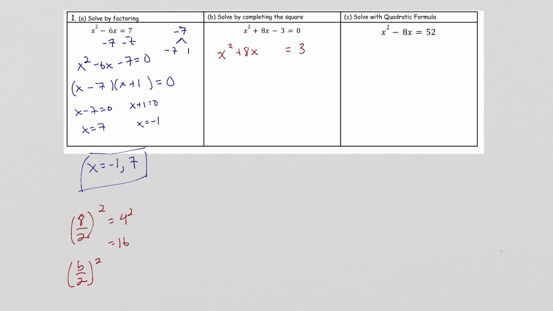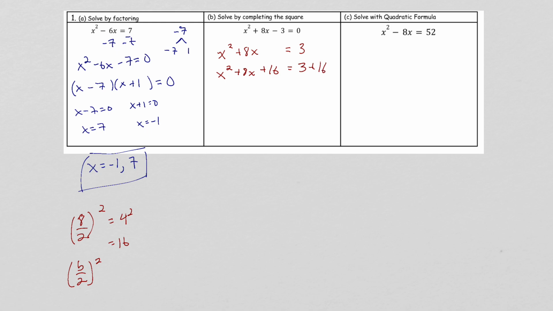All right, so what do we get? We get x squared plus 8x plus 16 equals, I write my 3, and now here's the deal. When I have an equal sign and I'm doing algebra on either side, if I add a 16 to the left side, I also need to add a 16 to the right side. So I get plus 16.